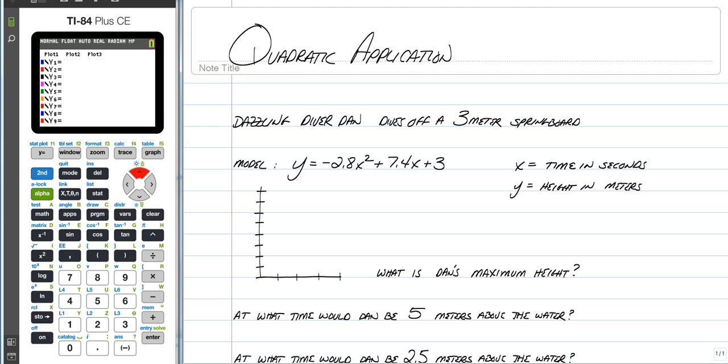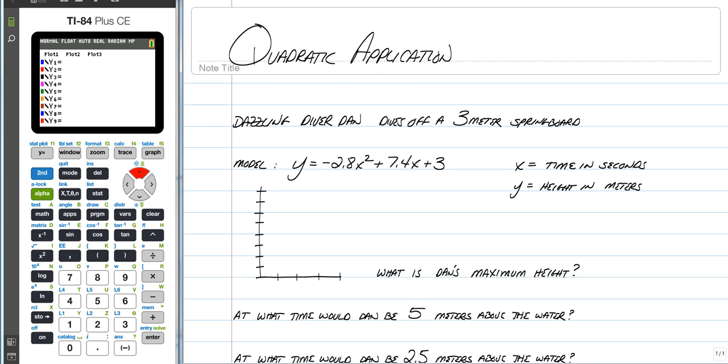So we're going to talk about a guy named Dazzling Diver Dan, and what he does is he dives off a 3-meter springboard, which is modeled by the equation y is equal to negative 2.8x squared plus 7.4x plus 3. And in this equation, x represents time in seconds, and y is equal to the height in meters.